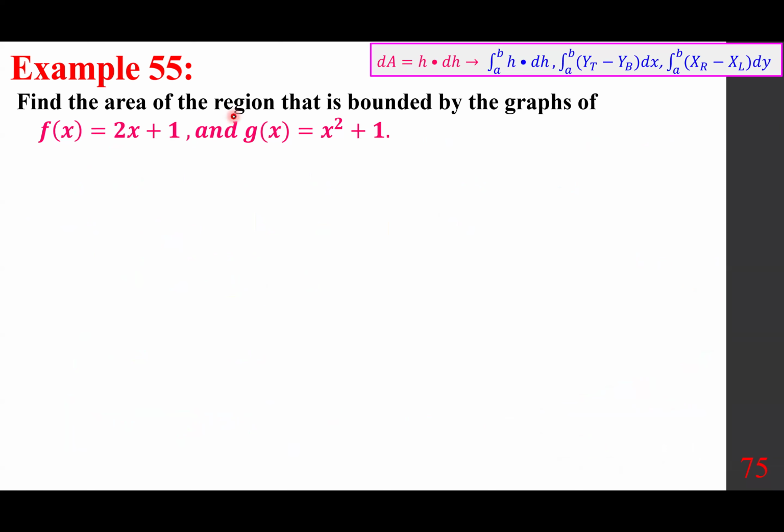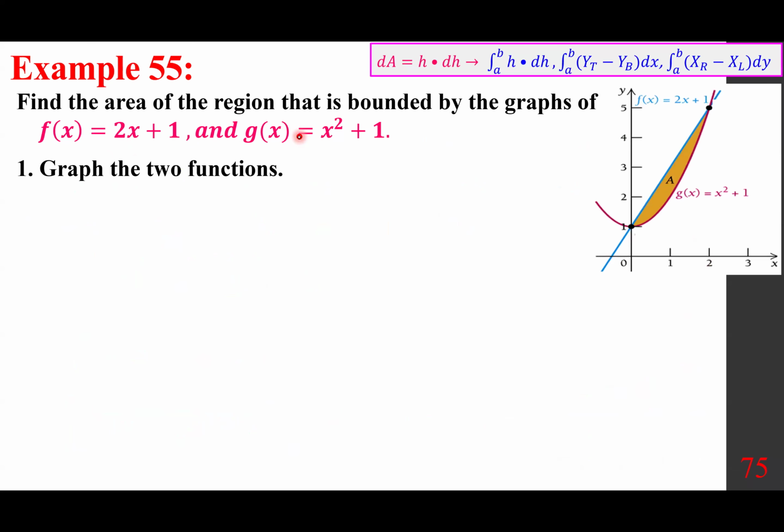Find the area of the region that is bounded by the graphs of f of x equals 2x plus 1 and g of x equals x squared plus 1. I'm going to assume nobody has any problem graphing a line, or y equals x squared and then shifting it up by 1. Everybody can graph. So the first step is to graph.